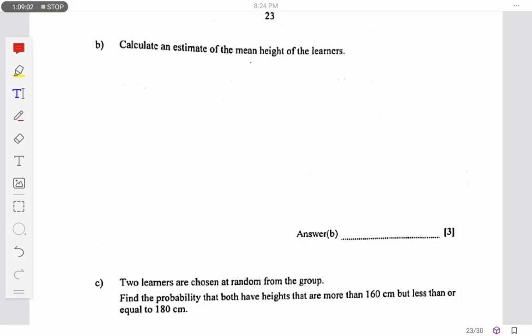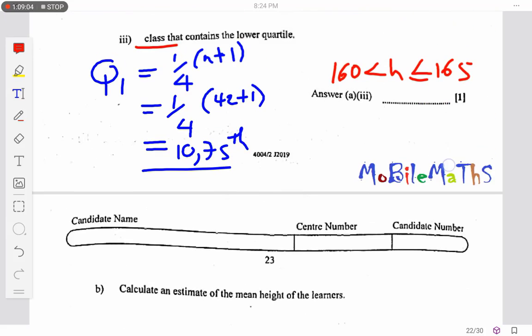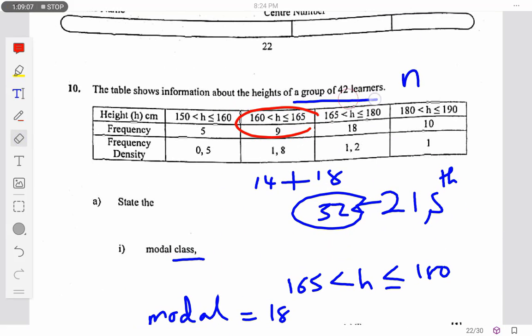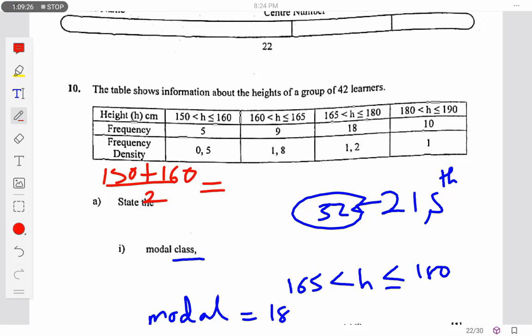Calculate an estimate of the mean height. So basically we are looking for the mean. When we have such data, how we calculate our mean is very, very important. We have to find the midpoint of each class. The center of this class, 150 plus 160, then you divide by 2. You will get 155. You do the same for this one, you'll get 162.5. For this one, 172.5. And for the last one, 185.